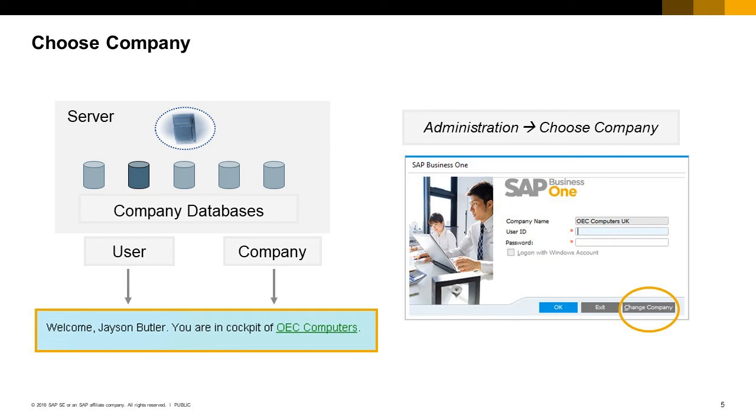After you have logged in, a welcome message with the username and company appear in the cockpit area. If you need to change companies while logged in, you can use the Choose Company transaction in the administration menu. The next time you log in, you will be directed to the same company database. If you wish to log into a different one, choose Change Company in the login window.